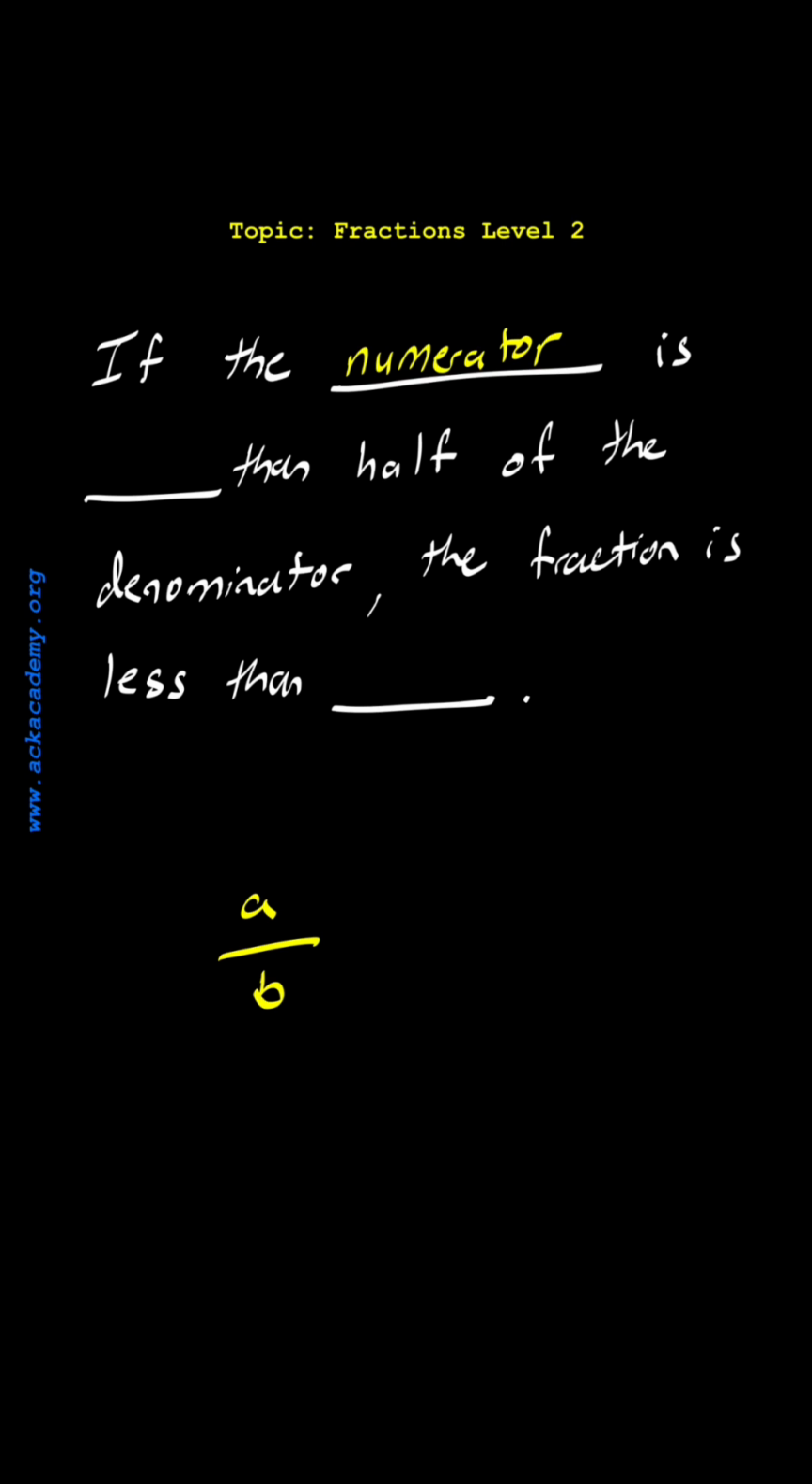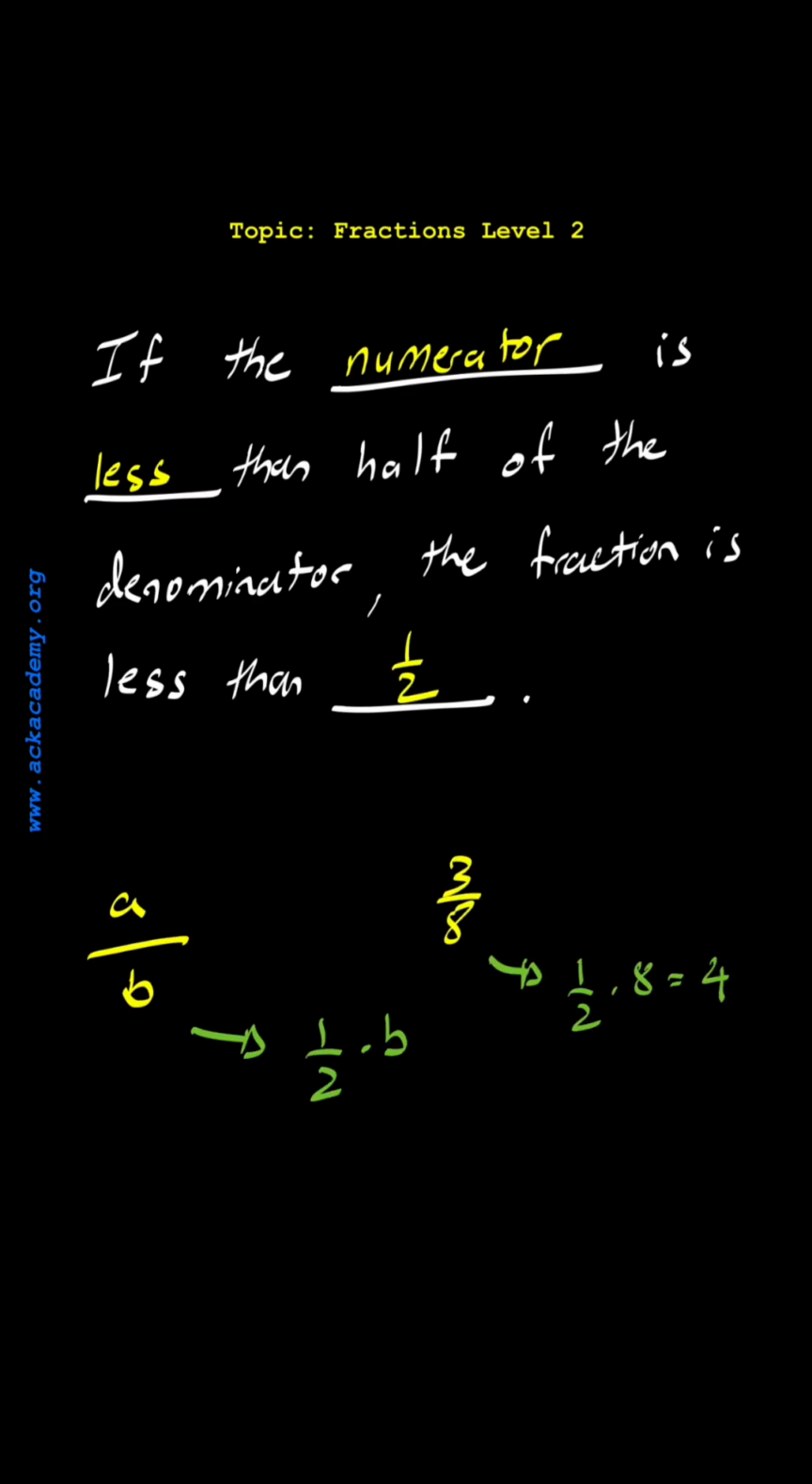So if the numerator is blank than half of the denominator, it's saying one half of the denominator, then the fraction is less than blank. So if the numerator is less than or greater than half of the denominator? It is less than. The numerator is less than half of the denominator. If the numerator is less than half of the denominator, the fraction is less than 1/2.